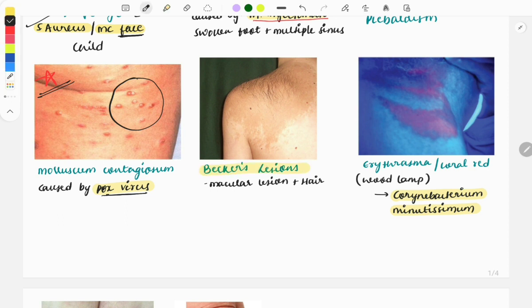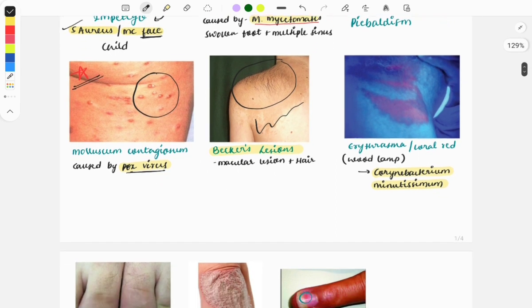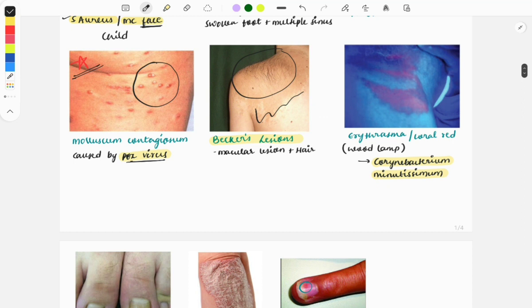As you can see here, there is a tuft of hair present and hypopigmentation. This condition is called Becker's nevus, and usually the most common location is the scapular region. Then the next image is of a Wood's lamp.